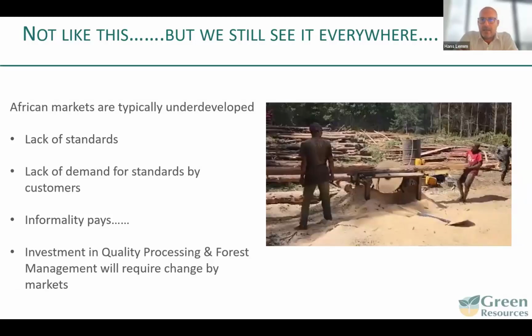Very often informality pays because it is still fairly easy to evade taxes. So you're better off setting up a small mill like what you see in the picture here than a big visible mill. So if the markets and the market demand do not change, we're not really going to see growth of investment in quality processing and forest management. So what does that mean?